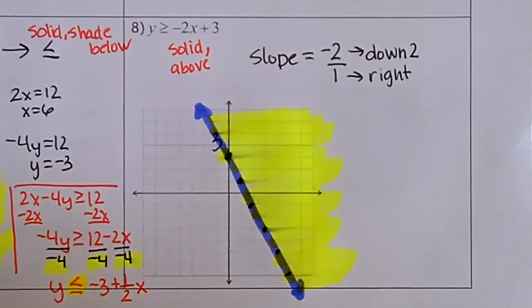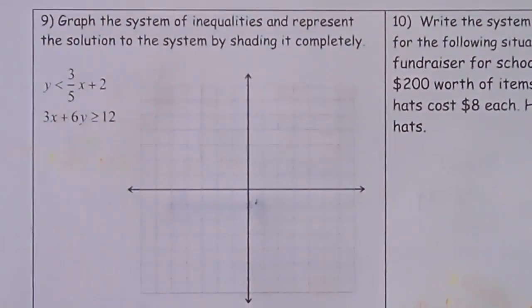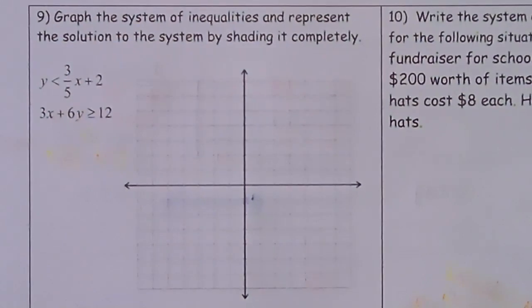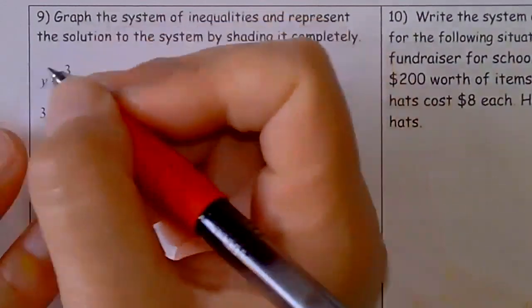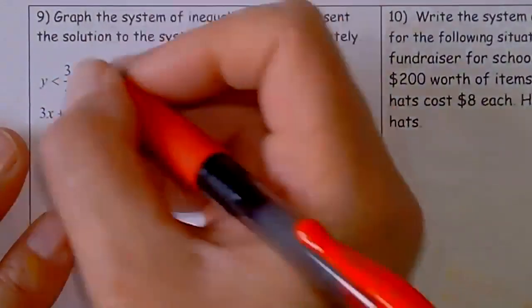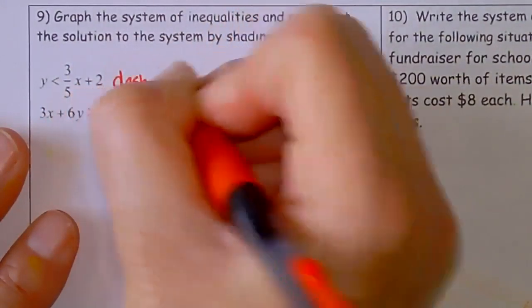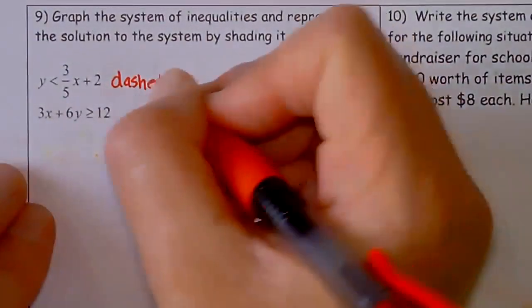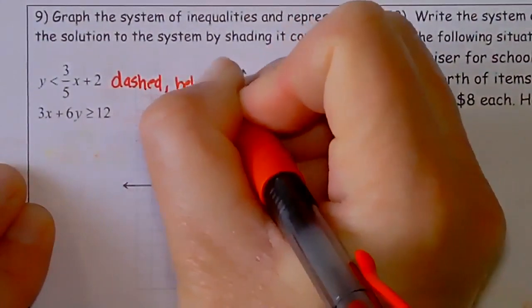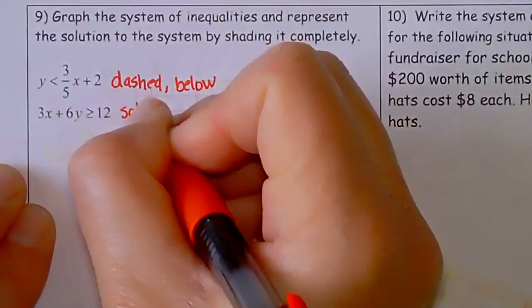Okay, number 9. So number 9 is a system. I'm going to be graphing each of these in a different color. Now first off, this one is going to be dashed and it's in Y form. So I can look at that and it's going to end up being less than, so it's going to be below. This one here has a little equal, so it's going to be solid.